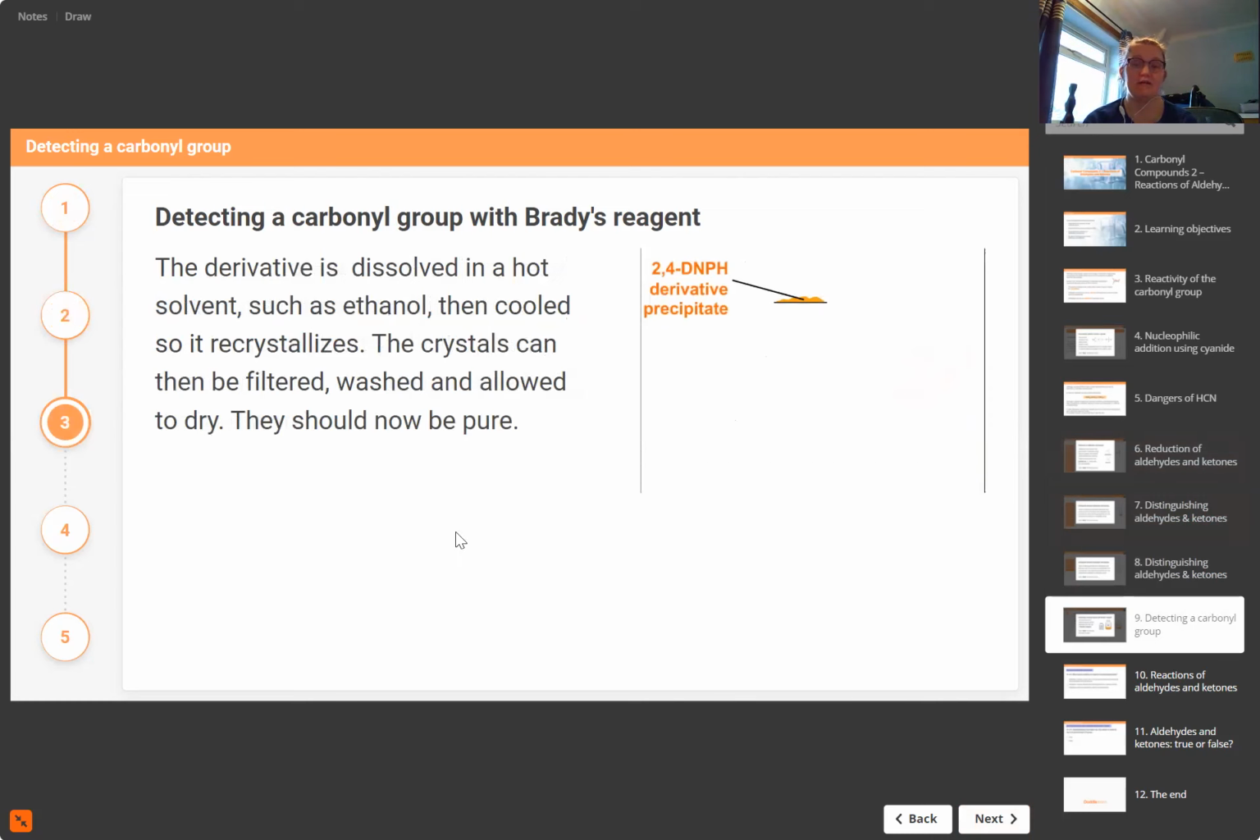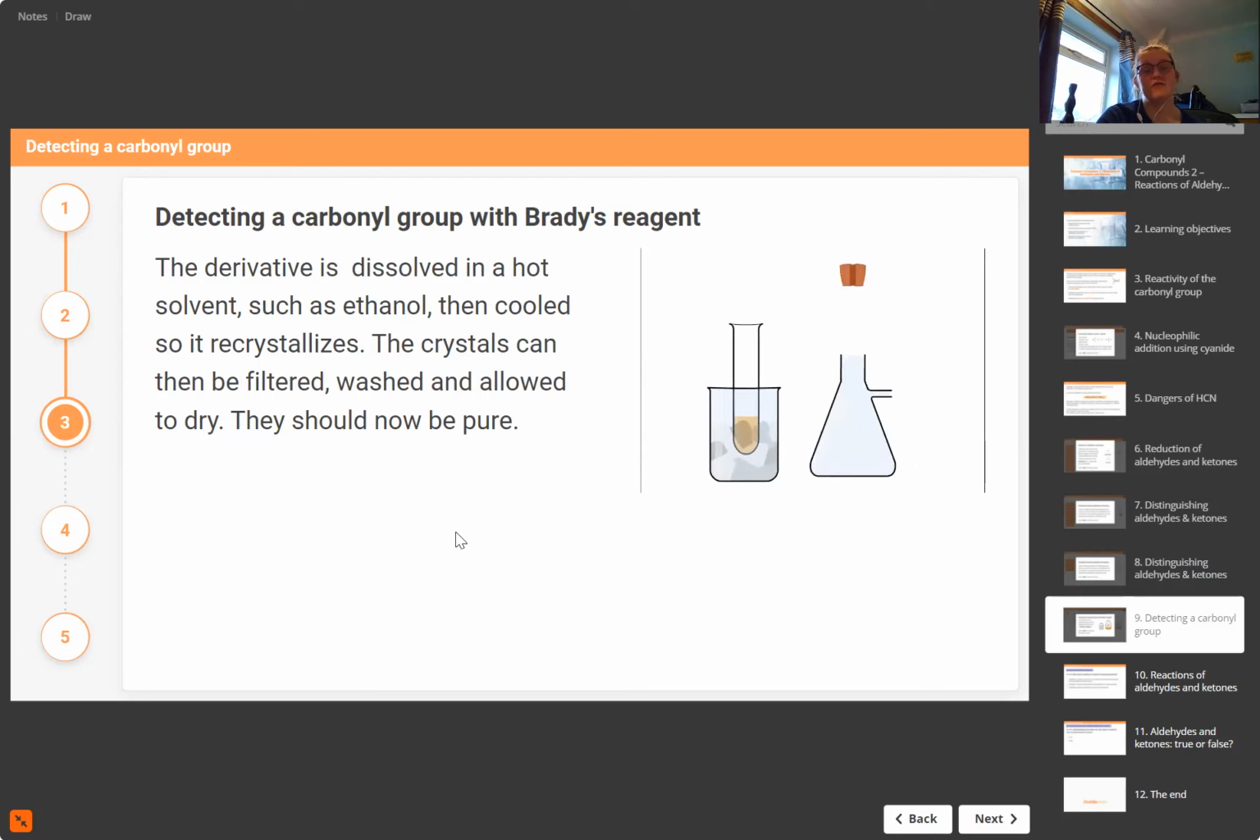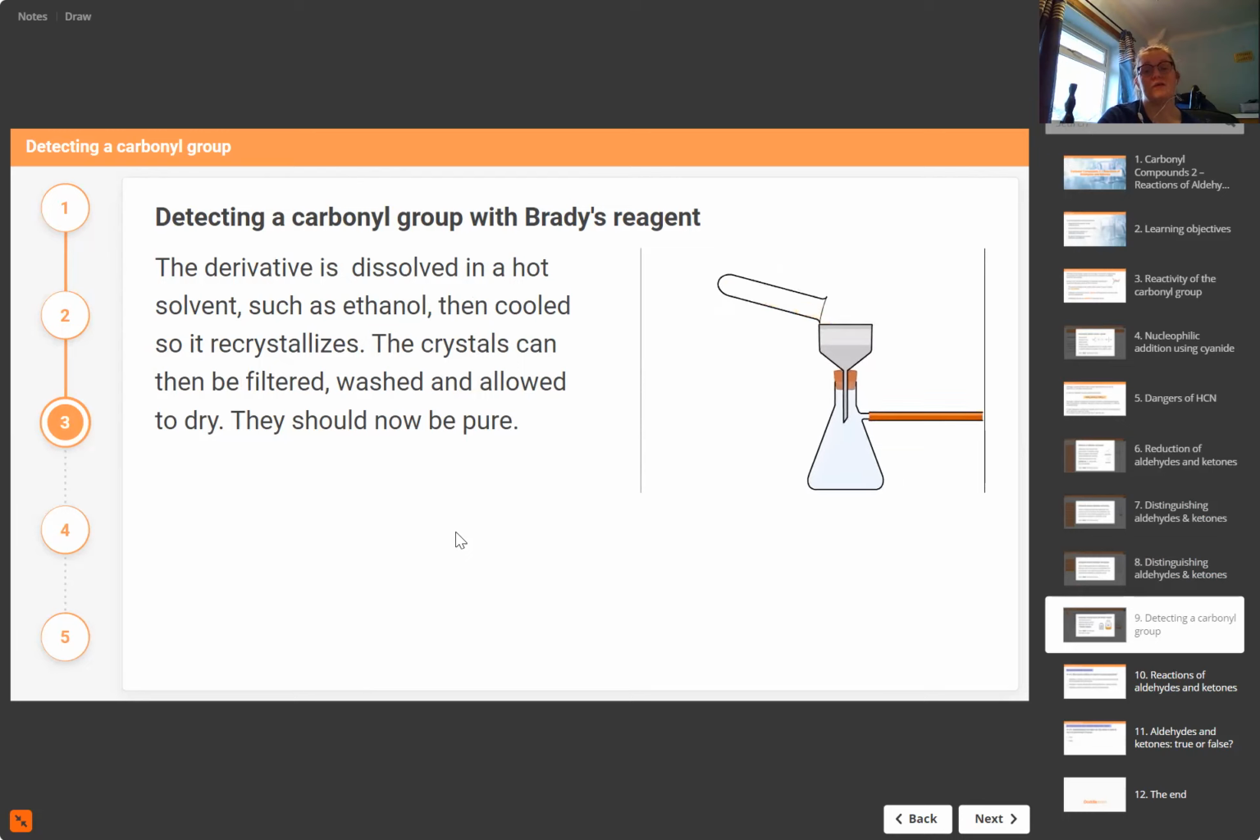This derivative, once we've collected it, is dissolved in a hot solvent, so it could be something such as ethanol, and then we cool it so that it recrystallizes. The crystals can then be filtered, washed, and allowed to dry, so now they are pure. So again, we go through the Buchner funnel, filter them, then we wash them, and then we allow them to dry, and we should now have pure derivatives.